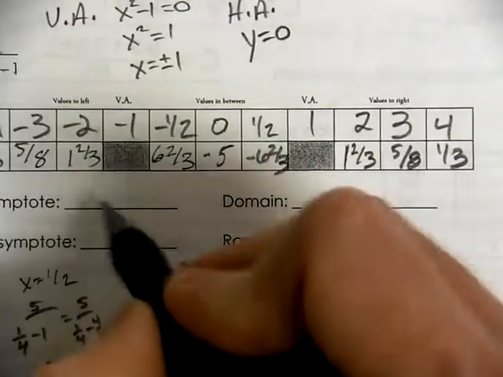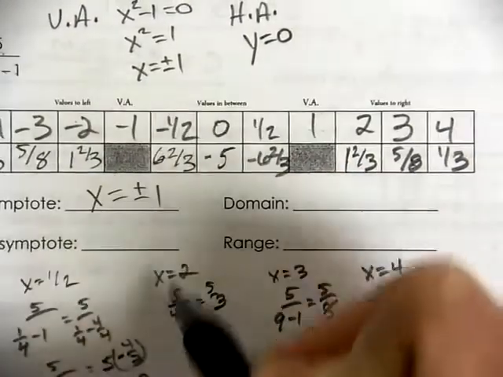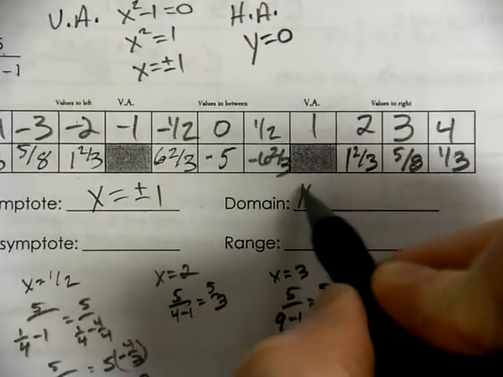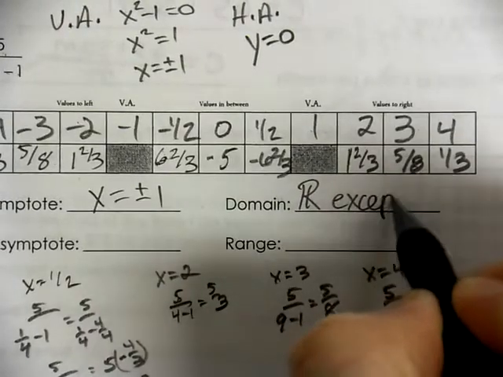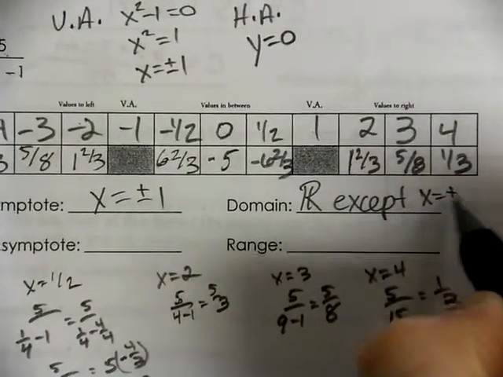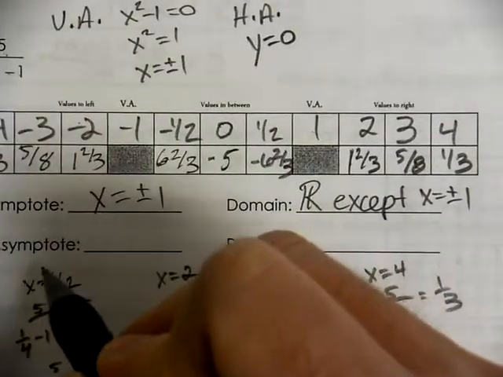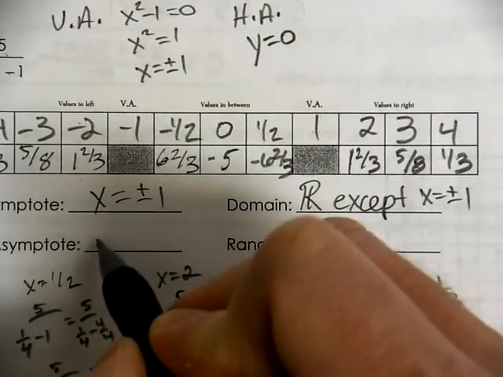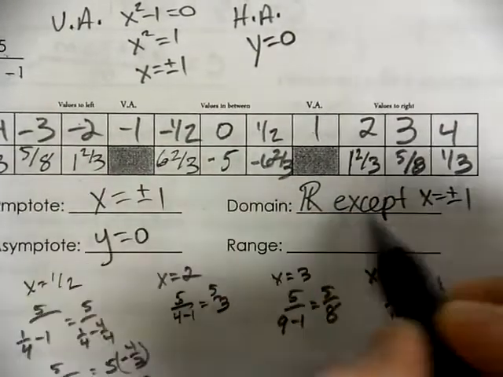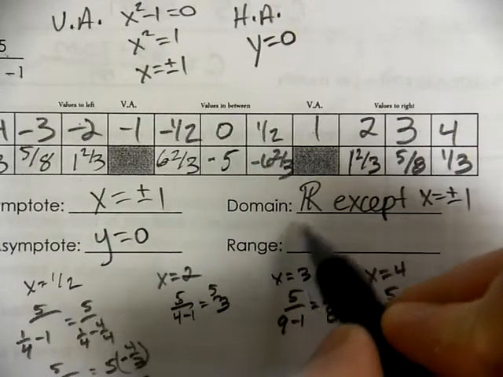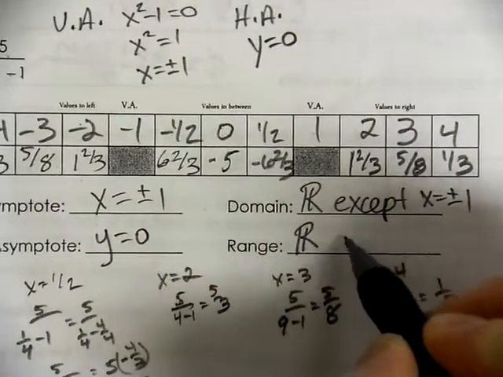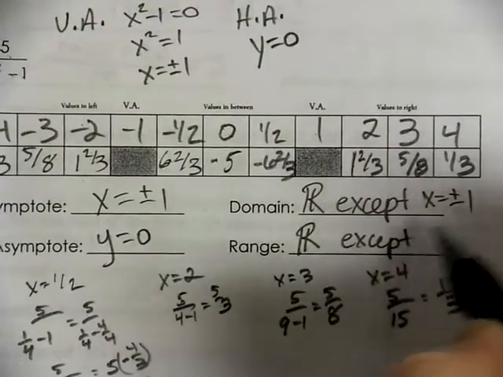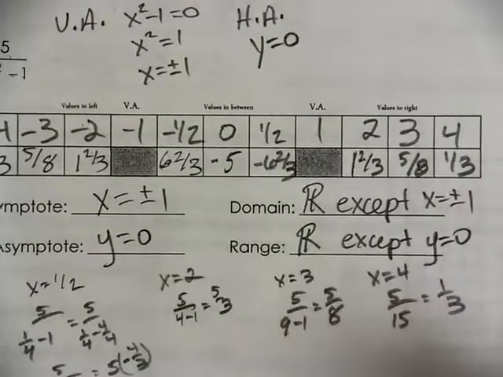Our vertical asymptote is x equals plus or minus 1, so our domain is all real numbers except x equals plus or minus 1. The horizontal asymptote is y equals 0, so all of our y values, the range, can be all real numbers except that asymptote.